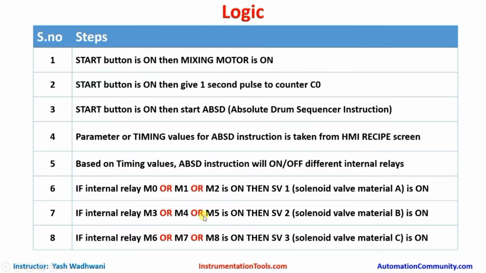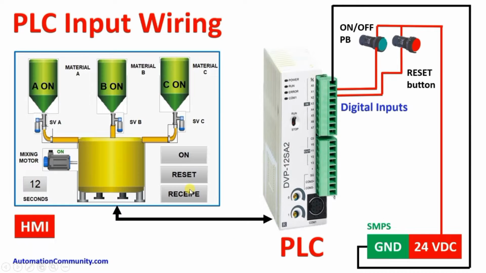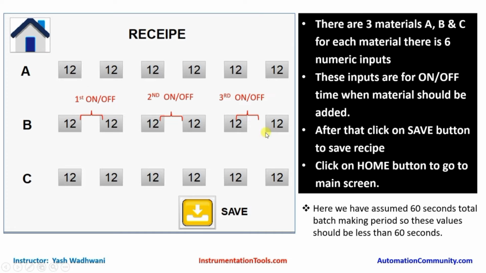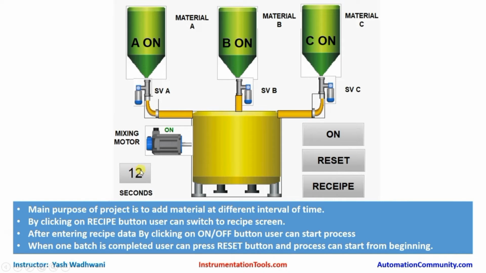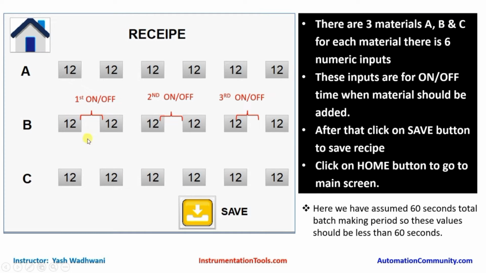We will write a code that if internal relay M0 or M1 or M2 is on, then the solenoid valve for material A will be on. Now why only 3 relays? Let's come to the HMI screen again. As you can see, we have taken 3 on-off times. If this period is running right now, for example, 10 to 20 seconds, so in this timer, if it is running between 10 to 20 seconds, this means this value is operated.